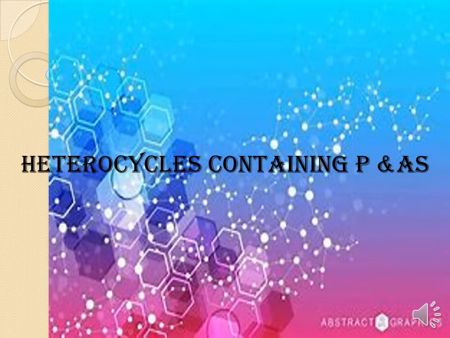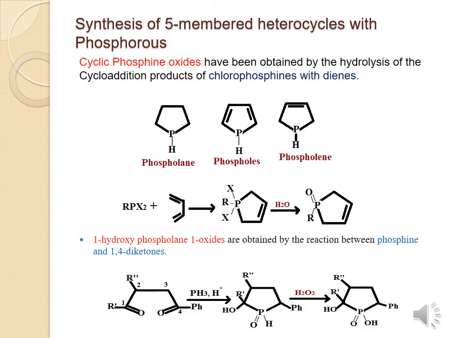Heterocycles containing phosphorus and arsenic compounds. So let's begin with that. In this topic, you have to study the synthesis of 5-membered heterocycles with phosphorus and arsenic compounds. So let's begin with the phosphorus synthesis.